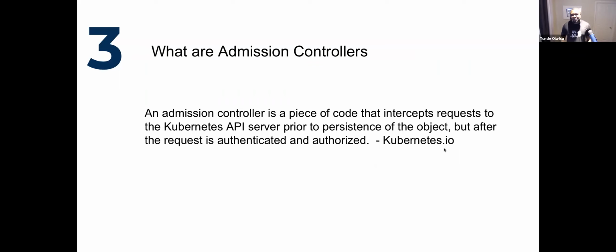So what are admission controllers first? Admission controllers are just a piece of code that has been written for the purpose of intercepting API requests to the API, and then they mutate, deny, or accept those requests that are being made to the API. It's worth noting that the whole control done by the admission controller takes place after your request has been authenticated and authorized.